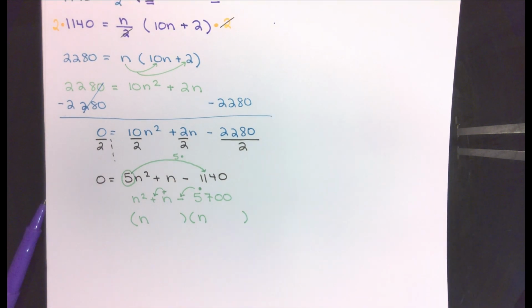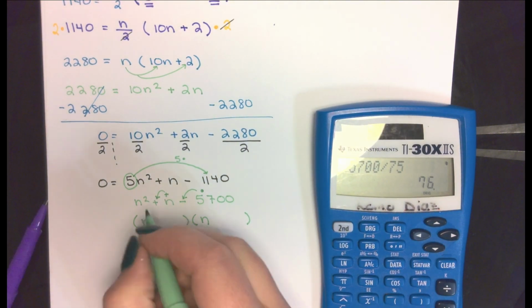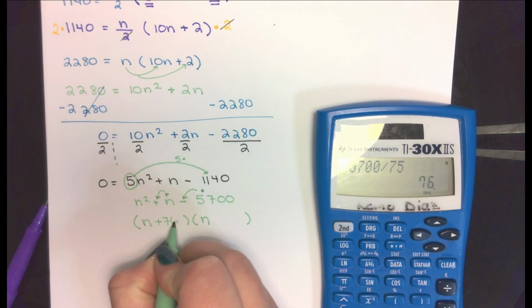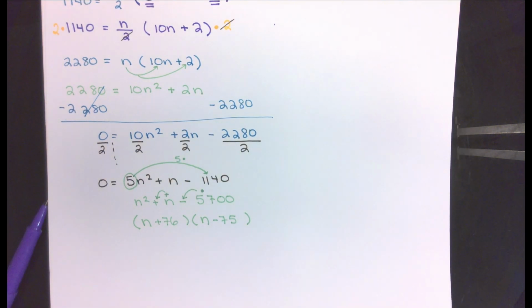And we're going to sit here for a little bit and play around with this. 5700 divided by, I'm thinking here, you guys. Again, hopefully you're guessing and checking with me. Oh, and I got it. I got 75. So I need a positive 1, so that means positive 76 goes here, negative 75 goes here. How did I get that number? I just guessed and checked.